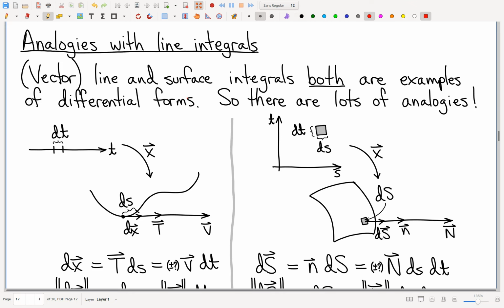Vector line integrals come from thinking about work. Vector surface integrals come from thinking about flux, right? They're totally different physics problems, totally different contexts. One of them's a surface with a normal vector. One of them's a curve with a tangent vector. They're totally different geometry. They're totally different physics contexts. But check out these analogies.